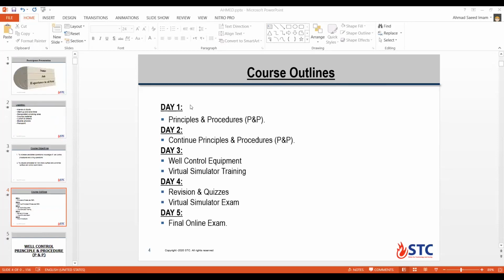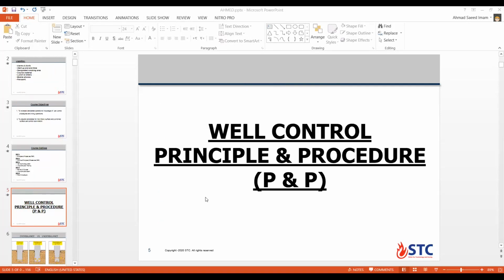Coming to the course outline, as mentioned, day number 1 will be principle and procedure. Day number 2 will continue principle and procedure. Day number 3 will be well control equipment and virtual simulator training. Day number 4 will be revision, quizzes and virtual simulator assessment. Day number 5 will be your final virtual exam.